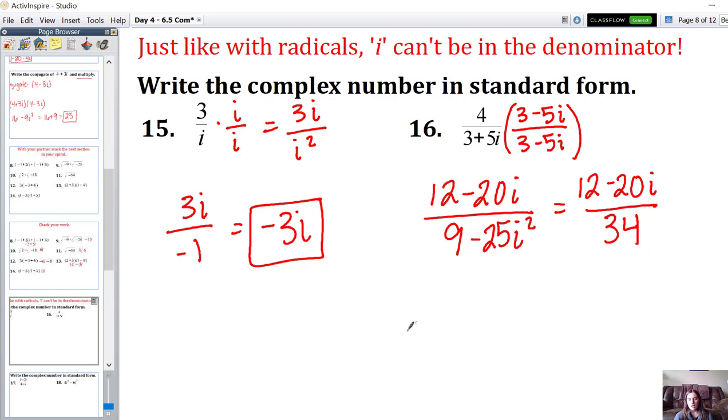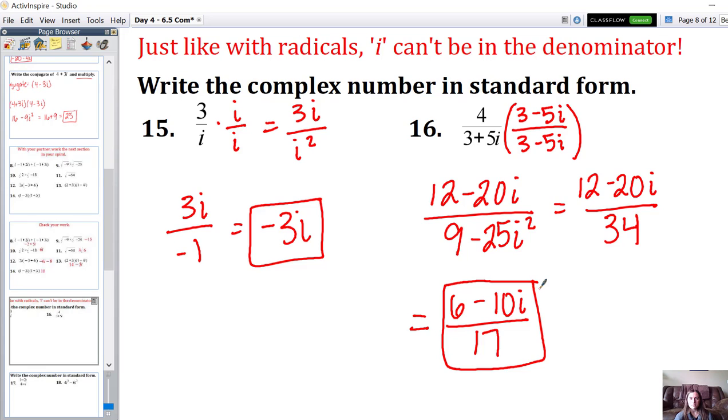And now we reduce. Everything here is divisible by 2, so I'm just going to start by dividing everything by 2. I've got 6 minus 10i over, and then 34 over 2 is 17. So that's as simplified as that gets.